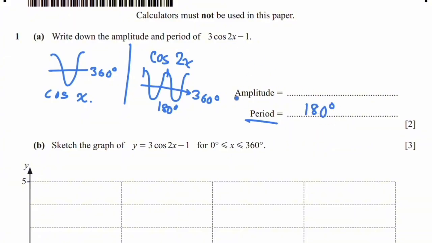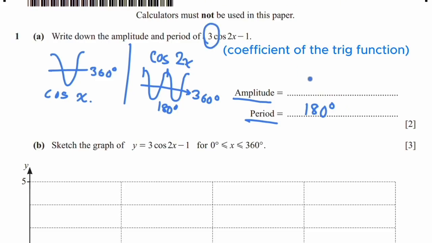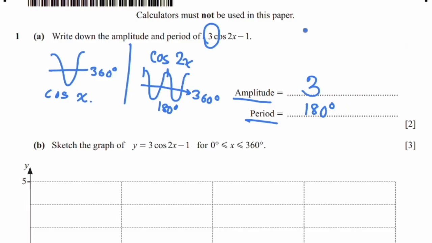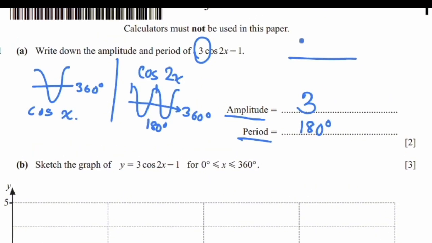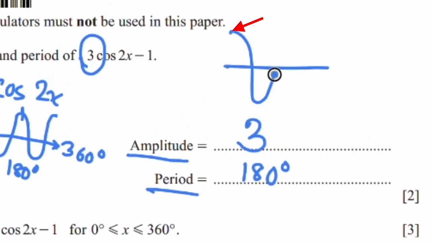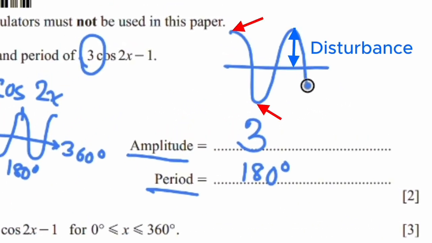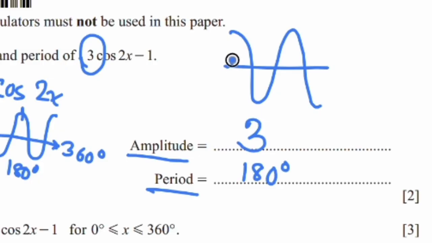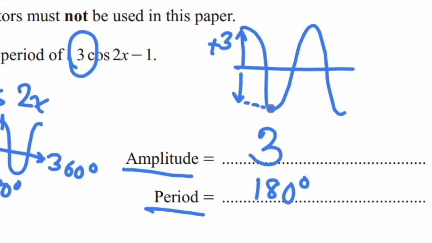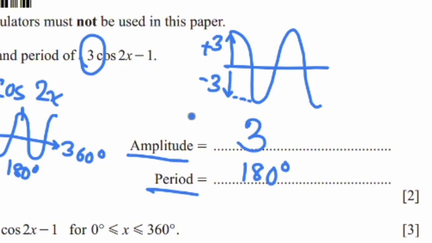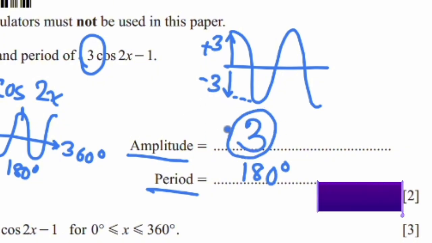Now the question wants the amplitude, and this value is our amplitude. Basically, what it means is from the center line, what is the maximum and the minimum disturbance of our trigonometric function. This is going to be plus 3, and this is going to be minus 3. So our amplitude is 3.